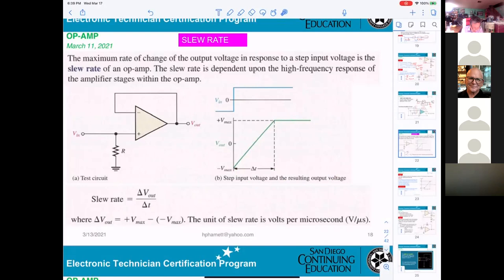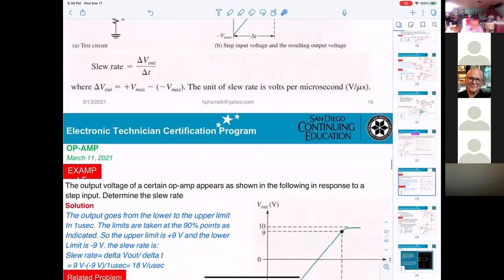By definition, slew rate is delta V out divided by delta T. This is our time, okay? Where delta V out equals plus V max minus minus V max. That means from here going up to here. The unit of slew rate is volt per microsecond. Try to see that one.